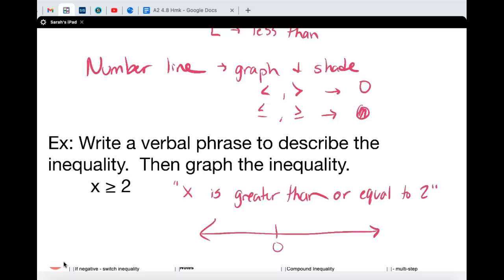So here's 0, 1, 2. At 2, is it going to be a dot or a circle? A dot, because it's greater than or equal to. I always think, since it's equal to, I want to include that number, so it's shaded in. And am I shading left or right? I want the numbers greater than 2, so those numbers are on the right side of 2 because those are larger.